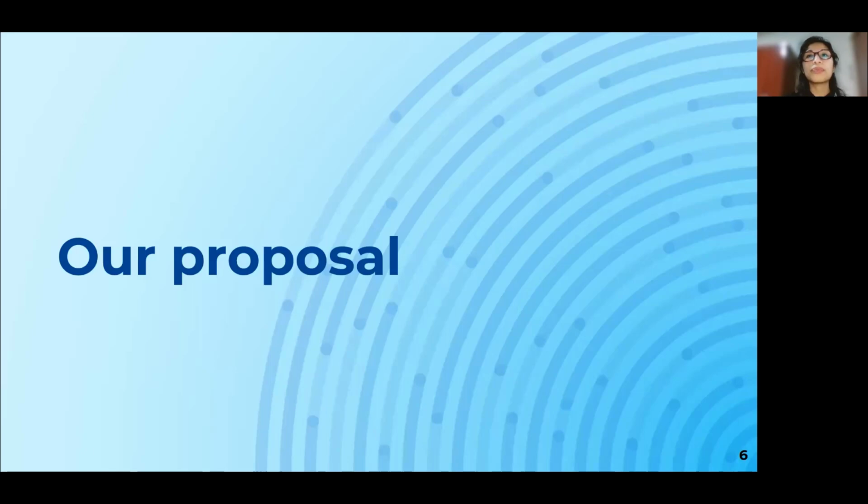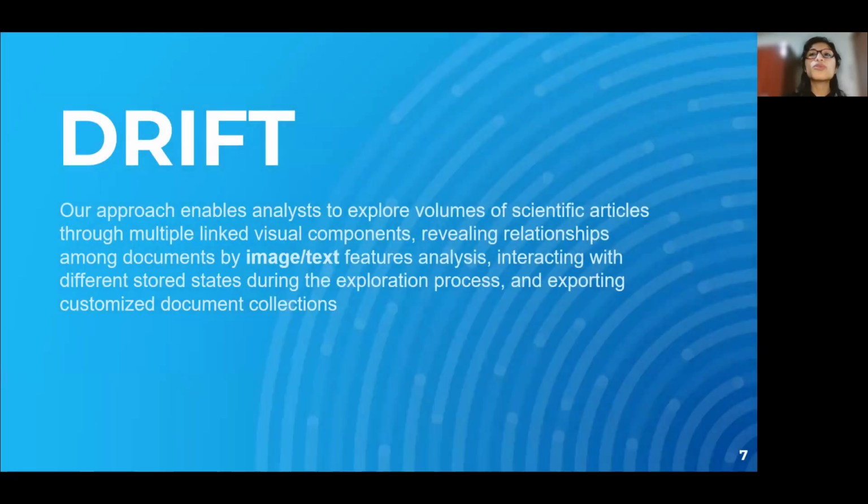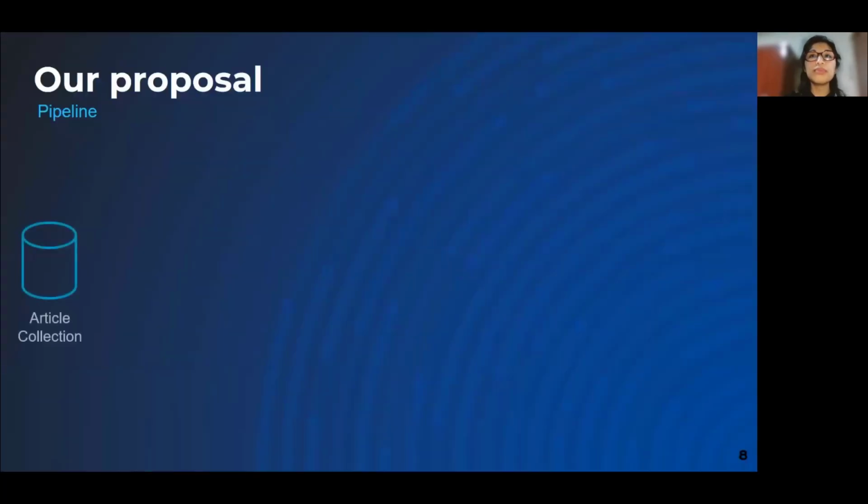Our proposal. We propose Drift, document retrieval based on image and textual features. Our approach allows exploring volumes of scientific articles through multiple linked visual components that reveal relations among documents by the analysis of images and text. It also allows you to interact with different stored states during exploration and finally obtain a set of filtered documents.